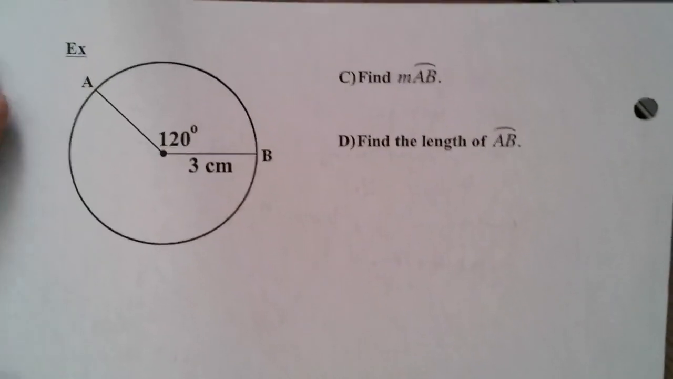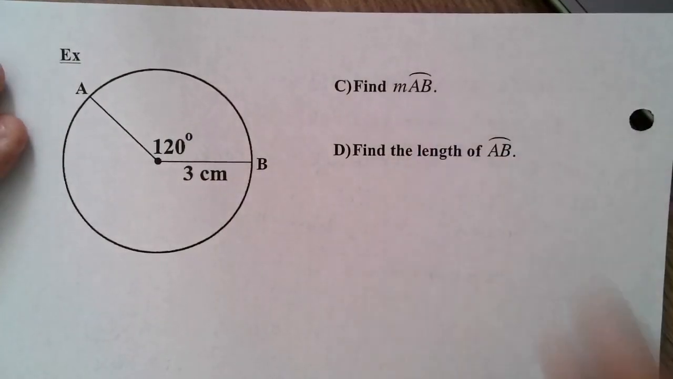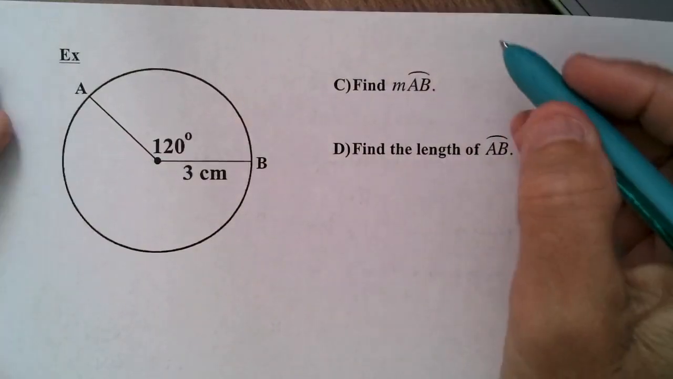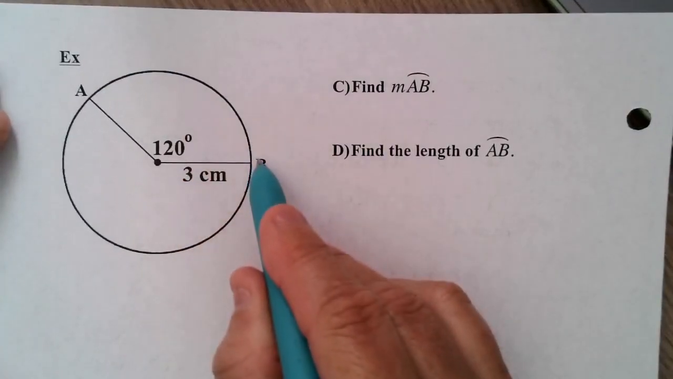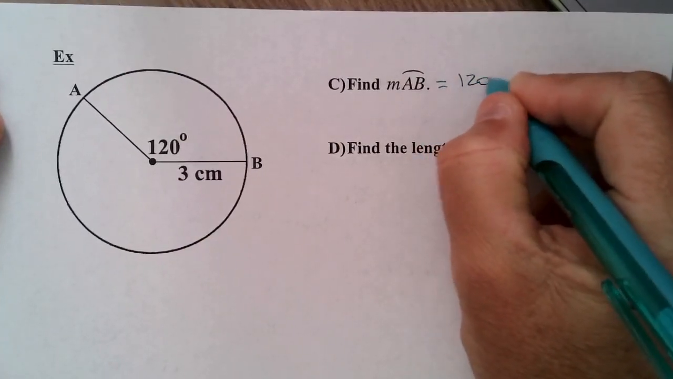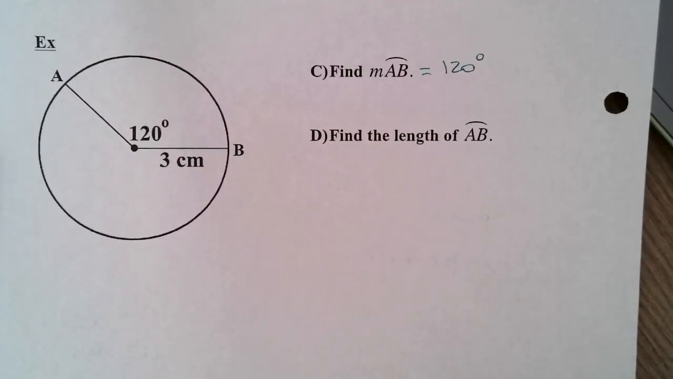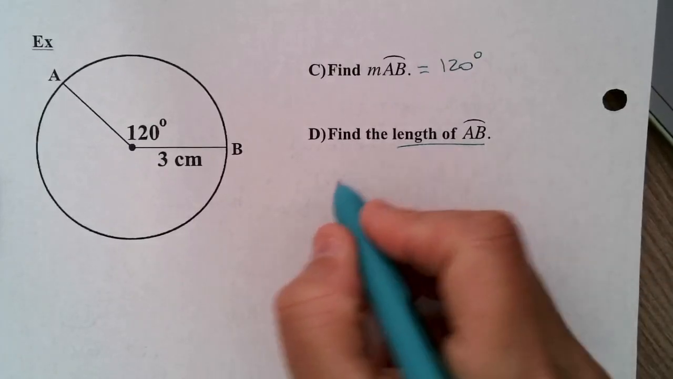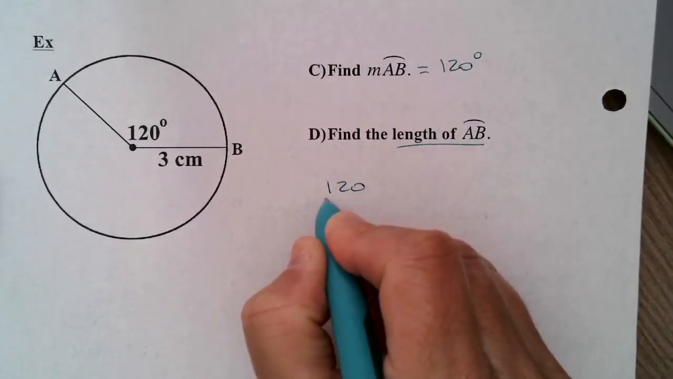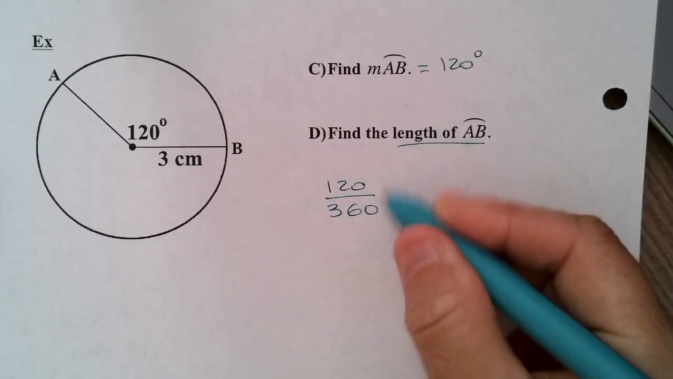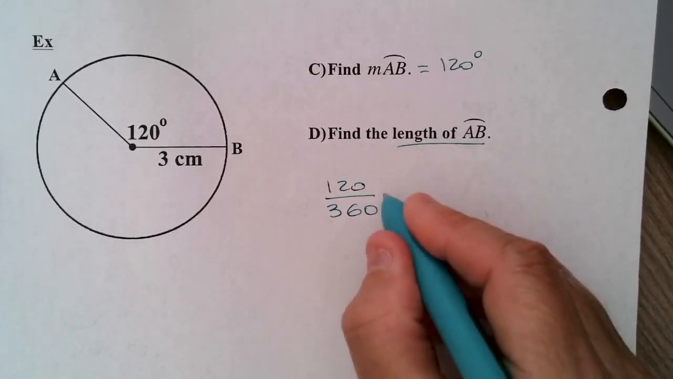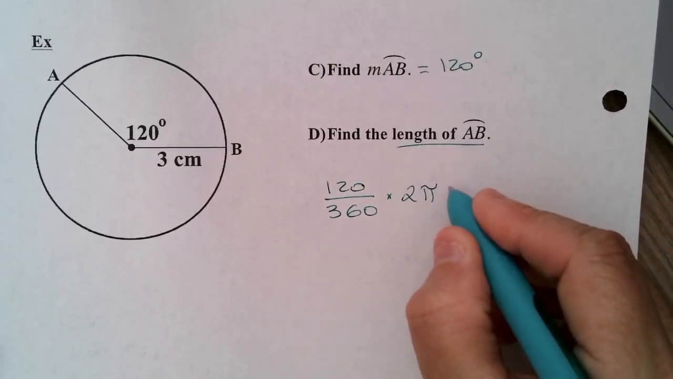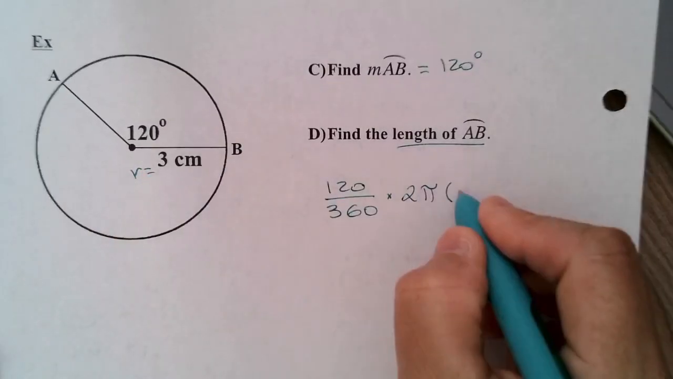All right. One more example. Let's take a look here. The measure of AB, you need to know the difference, is the degree measure. So this is 120 degrees. To find the length of AB, we use the formula. The part of the circumference that we're looking for, so that's that ratio, 120 over 360 times circumference, 2 pi r. R here is 3.